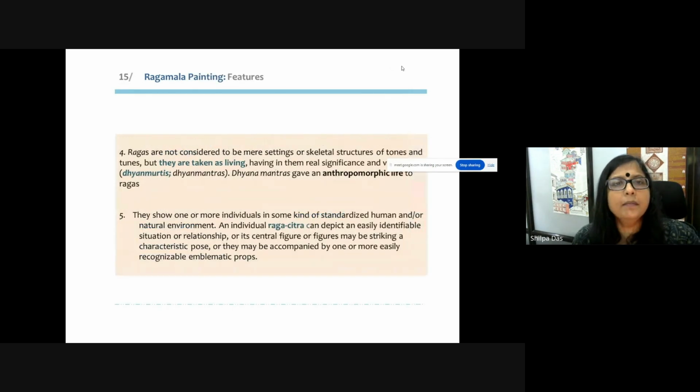The other thing to remember is that in these paintings, ragas and raginis are not just mere structural things of tones and tunes, or swaras, but they are, as I said earlier, taken as living, as having that value. And one thing that we need to remember is that in Indian aesthetics, whether in the plastic arts, in the sculptural tradition, or in painting, the artists or the sculptors had in mind what are called dhyan murtis, or the image of that particular figure, or dhyana mantras.